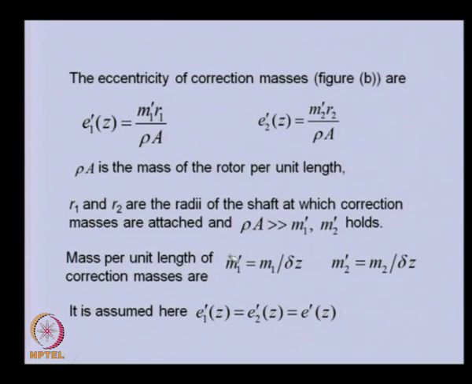So, M1 prime is the mass per unit length of the correction masses in plane 1, and this is in plane 2. And we are assuming here this particular eccentricity which we are calculating, because the masses which we are putting in the correction planes will not be much different. So, we are assuming that the eccentricities which we are calculating are equal, and we are representing that as E prime z.